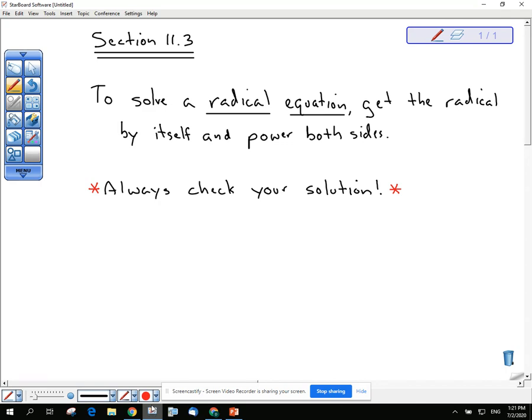Okay. Now I'm looking at my plan that I made when we first got this textbook, and I've edited it over time. And I used to say square both sides. To solve a radical equation, get the radical by itself and square both sides. And that's what's going to work for us here.